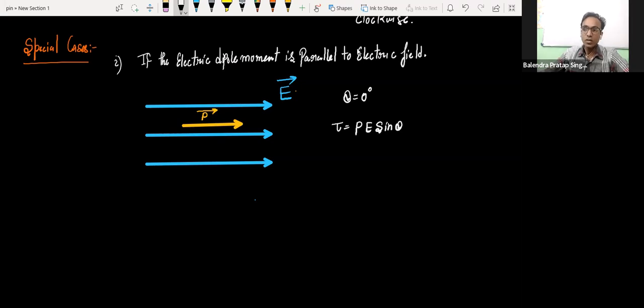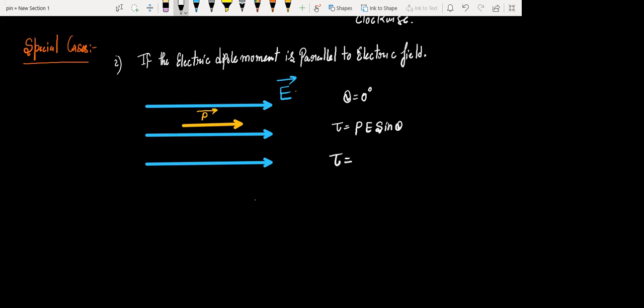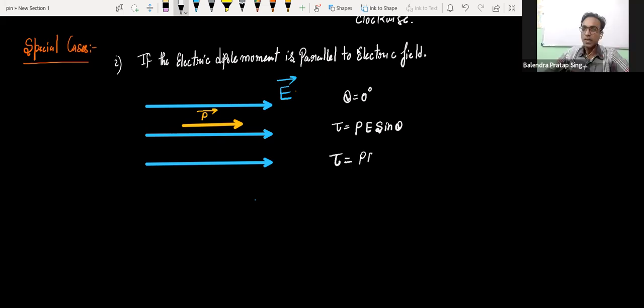And if theta is equal to zero, then what is your torque? Hishima, what is the value of torque when theta is zero? Can you tell me? It will be zero, because it's PE sine zero, and in that case the torque is zero. What is the meaning of the torque being zero? It means there is no rotational motion. The dipole will stay fixed in its equilibrium position, and this we call the condition of stable equilibrium.